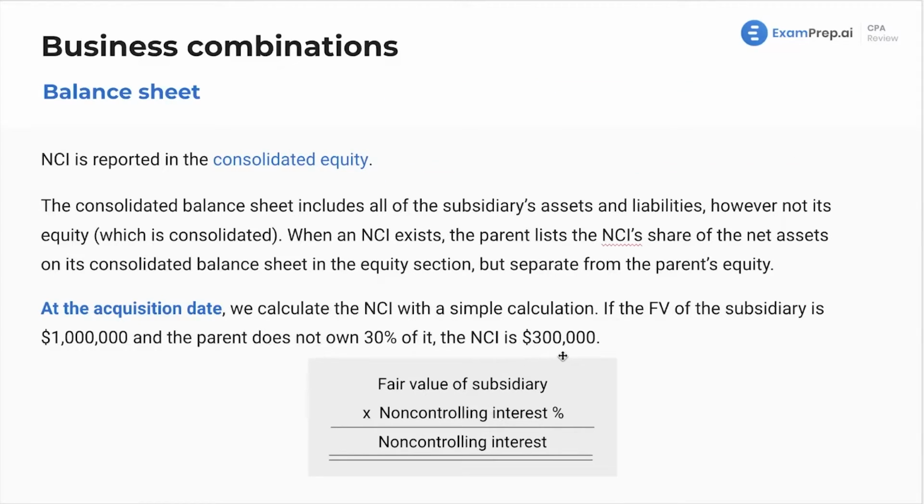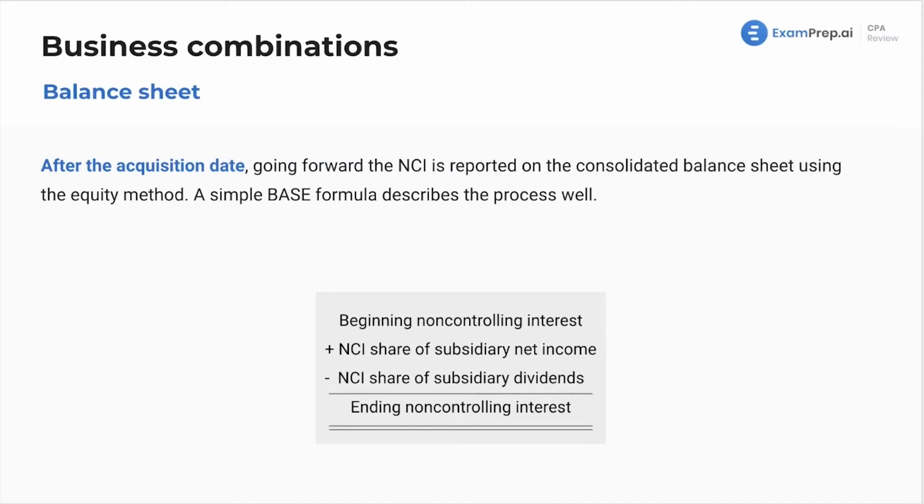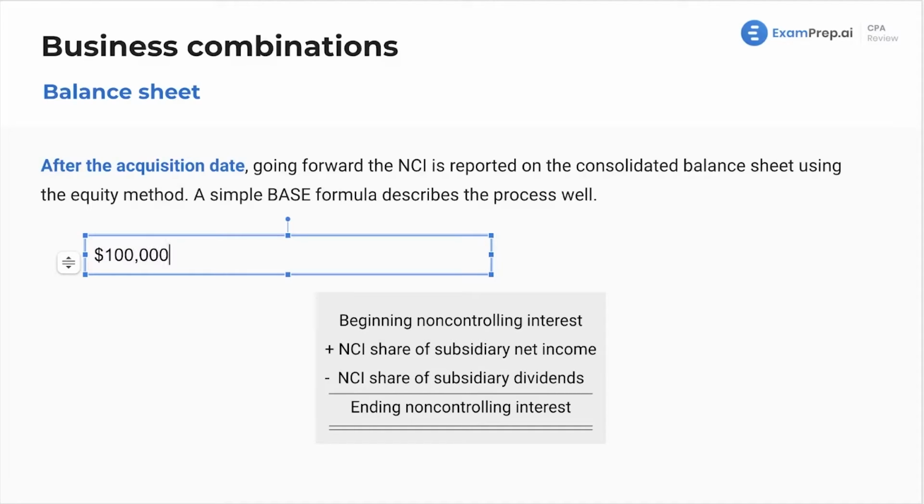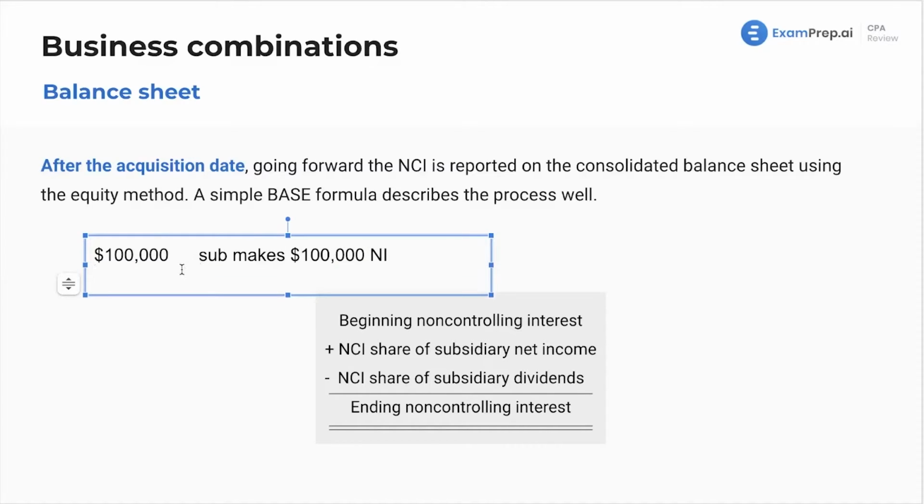There are a couple of ways to calculate the NCI, because you will have questions that have you calculate it. Again, NCI is just what you are not owning. That's the part that you do not own. And if you remember the equity method, this is the equity method. We use the equity method for the NCI. NCI has a beginning balance of, let's say, $100,000. Now, let's say the subsidiary makes $100,000 in net income. And let's say the NCI is 20%, we own 80%. So NCI is 20%, which means they get $20,000 of net income.